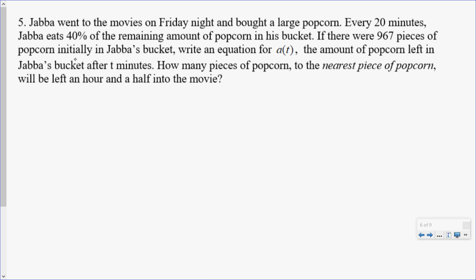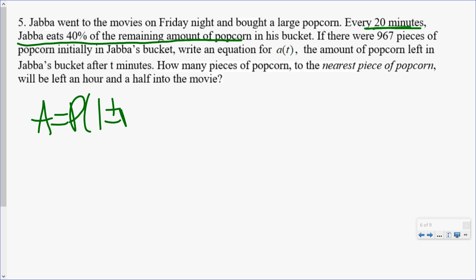Jabba went to the movies on Friday night and bought a large popcorn. Good for him. Every 20 minutes, Jabba eats 40% of the remaining amount of popcorn. Not every minute, not every hour, every 20 minutes. That's irregular. For irregular and half-life, we raise to the T over H. Now, there's no half-life, there's no doubling. It's decreasing by 40%, so that's why I'm using the 1 plus or minus R.